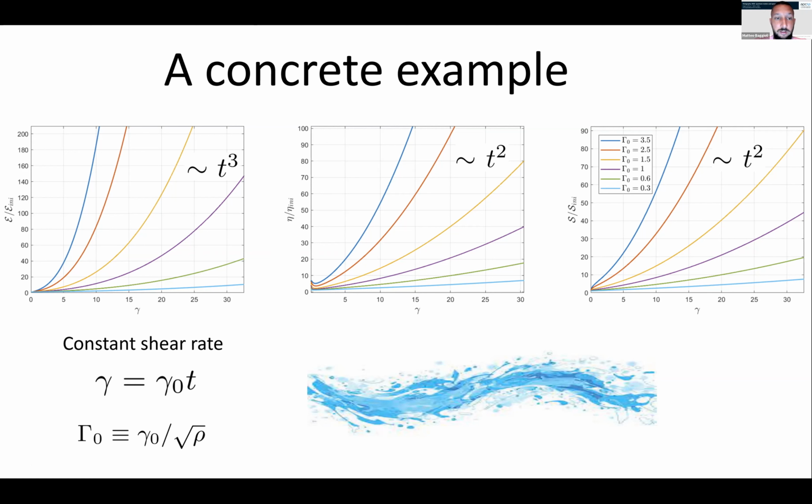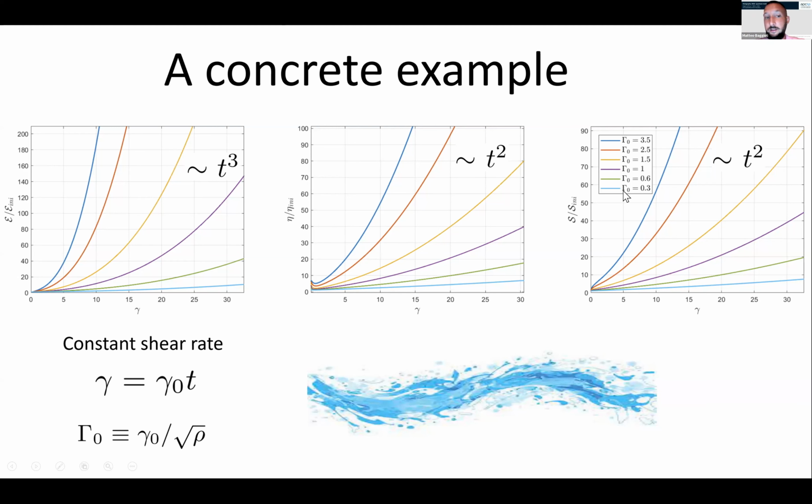What you find is that at late times, as you start evolving your system, all quantities become strongly dependent on time. There is some kind of power law behavior that you can understand analytically; I will show you later how. And all the quantities, of course, grow faster if I increase the shear rate.